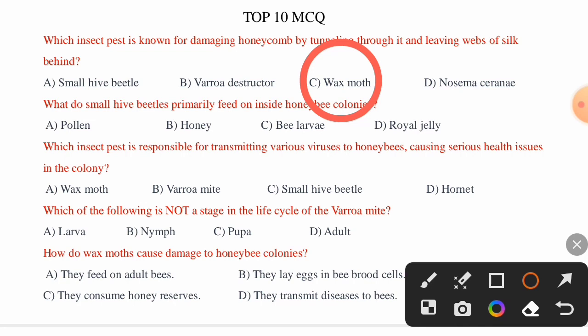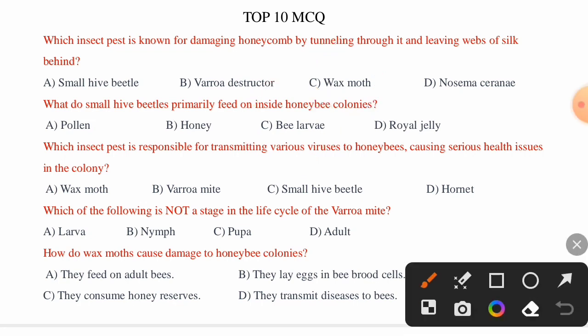Then second question, what do small hive beetles primarily feed on inside honeybee colonies? So what do small hive beetles eat? The options are pollen, honey, bee larvae and royal jelly. The small hive beetles actually feed on pollen, honey, bee larvae and royal jelly, all these things, but it reduces the bee population. It affects in reducing the bee population more. So the answer is bee larvae. So it feeds on bee larvae so that its population will reduce.